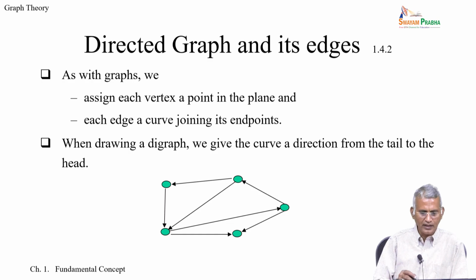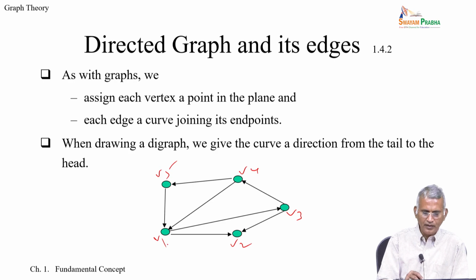So here is a digraph. V1, V2, V3, V4, V5, right. Here V3 is a tail and V2 is a head, like that. Here V1 is a tail and V2 is a head. So as with graphs, we assign each vertex a point in the plane and each edge a curve joining its endpoints. When drawing a digraph, we give the curve a direction from the tail to the head.